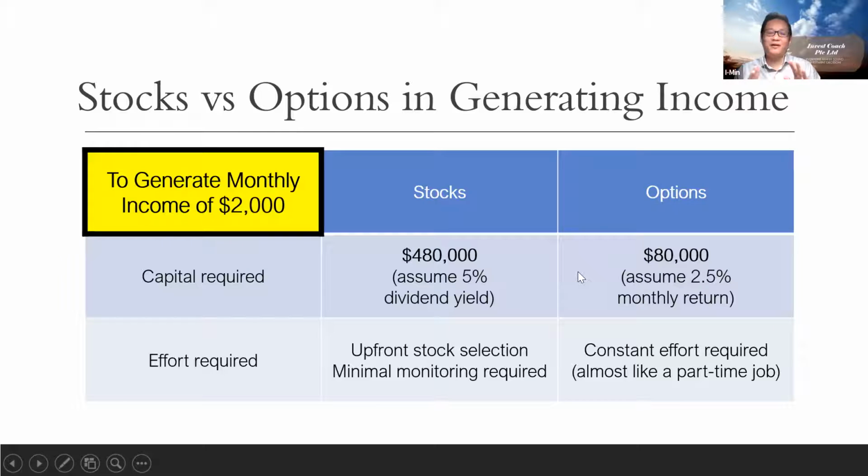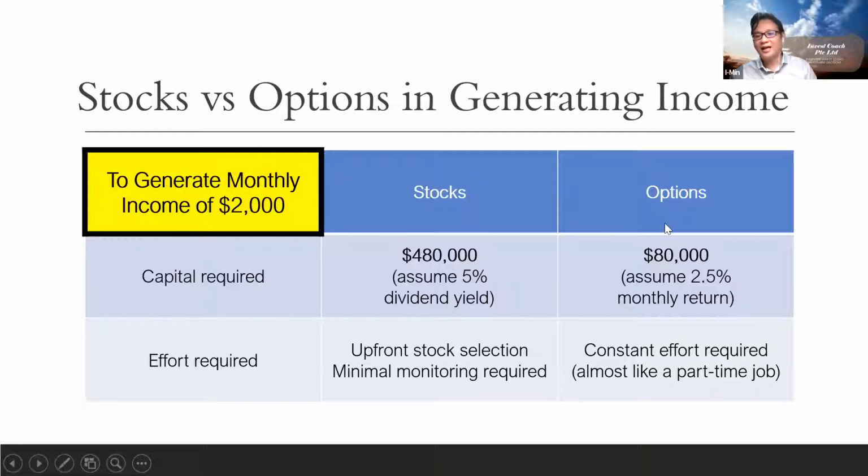But life is very fair. For stocks, your effort required will be lesser, definitely. So let's say you are just buying stocks for dividend. Maybe upfront in stock selection, you do a little bit more analysis. Then after that it is almost very minimal monitoring, almost like a passive income. You buy, park there. Nothing major happens, you don't care. Then you just collect income very passively.